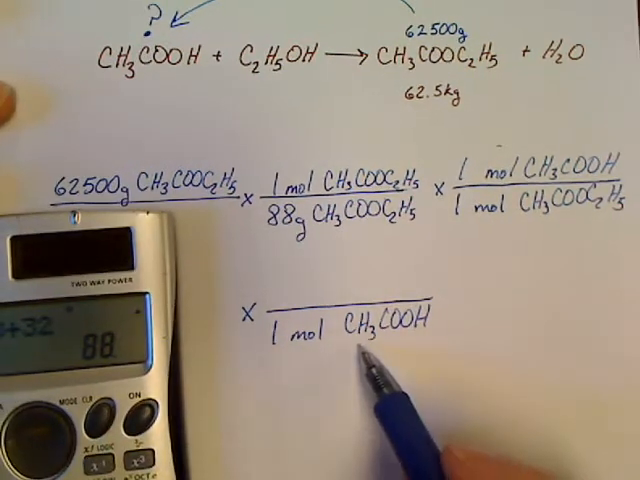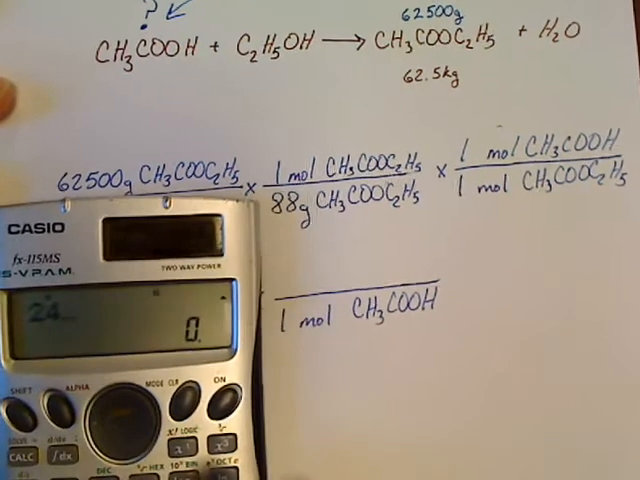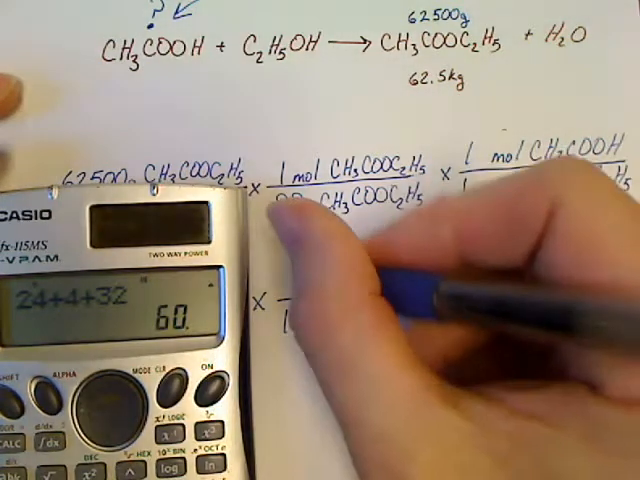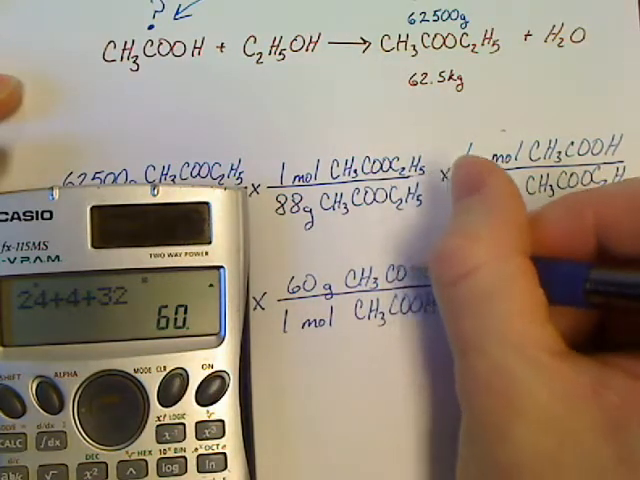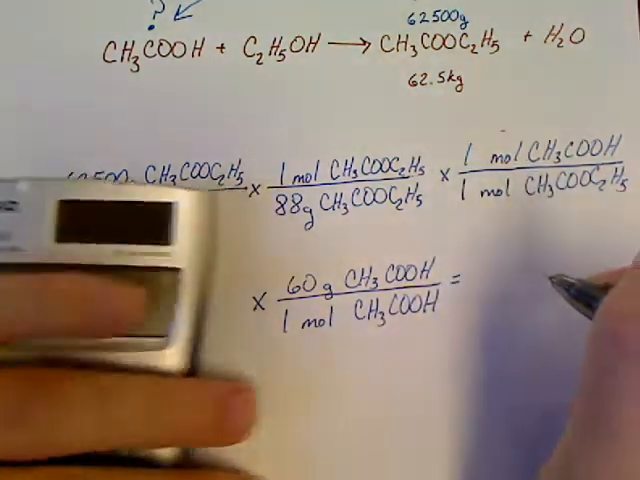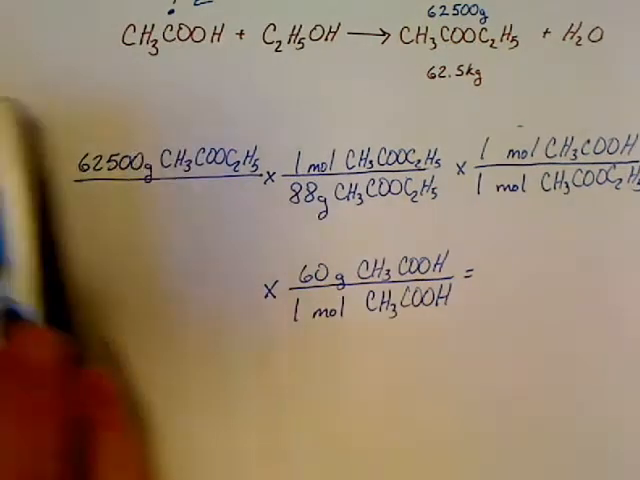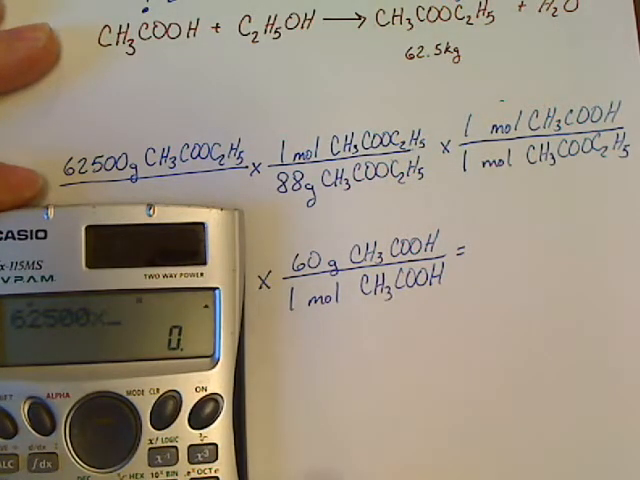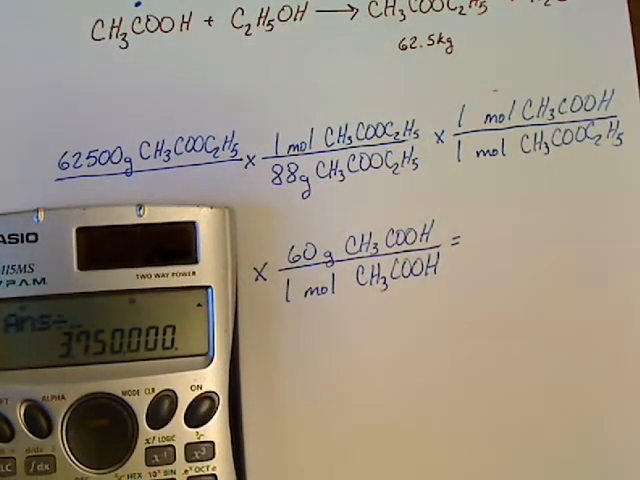Now, to figure out how much CH3COOH weighs, well, let's see. We got 2 C's, so that's 24. What else have we got? We got plus 4 H's and plus 2 O's. So that's 60 grams of CH3COOH for every mole. So we're finally done with this. And let's see if I can plot this in the calculator. 62,500 times 60 divided by 88.